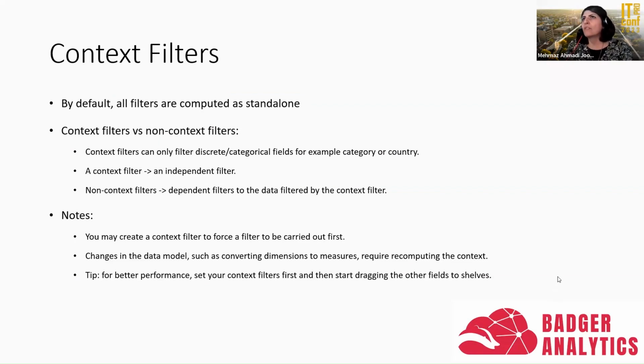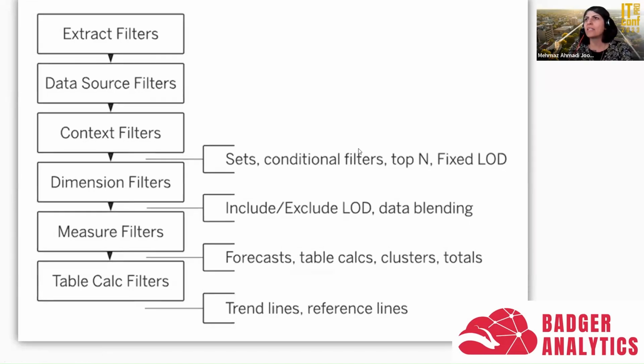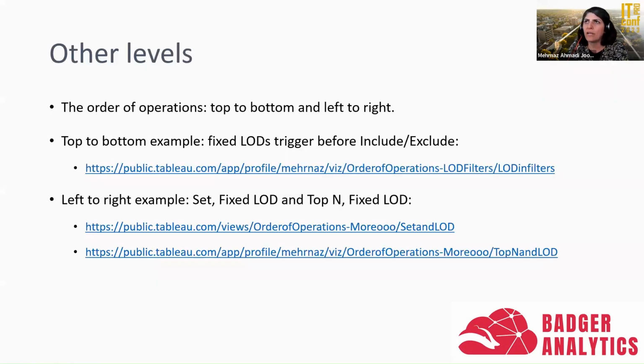All right. So now let's see what else is there other than context filters. We covered extract ones, data source, context filter. Now everything else is at the bottom. Let's take a look at everything else and see how these are gonna affect each other. Now, the order of operations, we knew that it goes top to bottom, but also left to right, based on what I've seen.